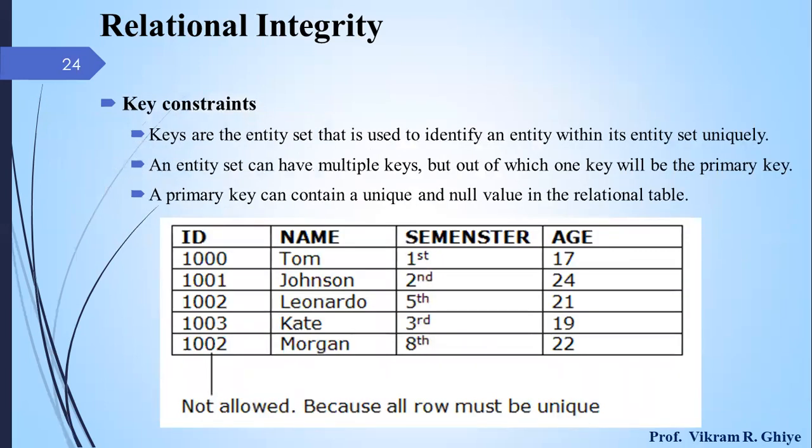Key constraint. Key means we can assign different keys such as the primary key and foreign key. The keys are the entity set that is used to identify the entity within its entity set uniquely. An entity set can have multiple keys, but out of these, one key will be a primary key. So you can assign multiple keys, but out of these, only one key can be the primary key.